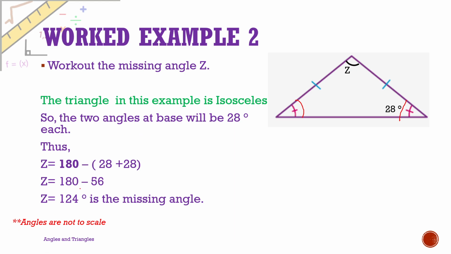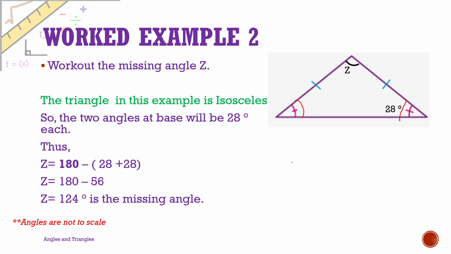And what was our step 2? Minus their sum from 180. So Z is going to be equal to 180 minus 28 plus 28. That gives you 180 minus 56. Thus, making Z equal to 124 as your missing angle.